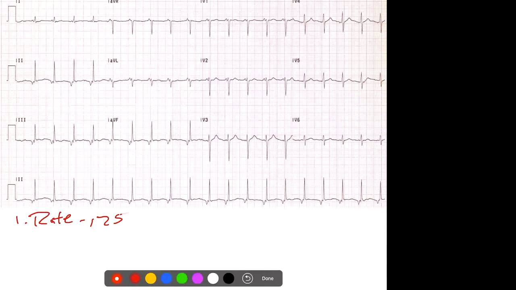Okay, what's the second thing we need to look for? Rhythm. Okay, so is it regular or irregular?